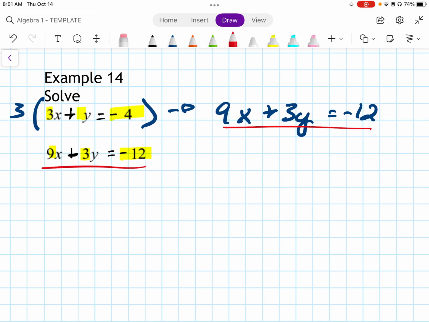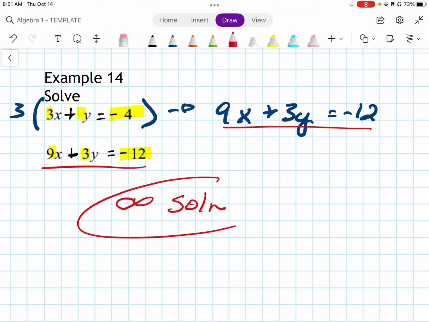So these are actually the exact same line. So if I were to graph them, they would lay on top of each other. So this is infinite solution, right? Because every single point on those lines would actually be a solution.